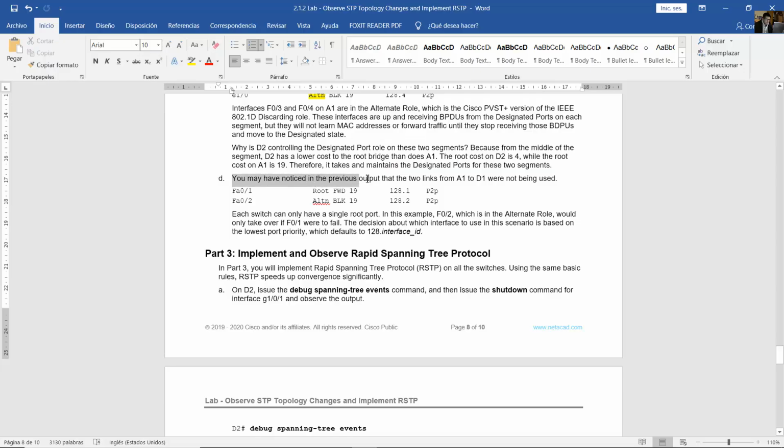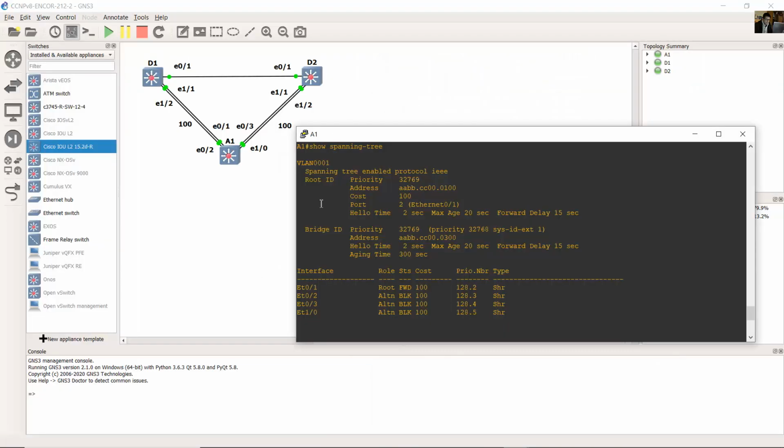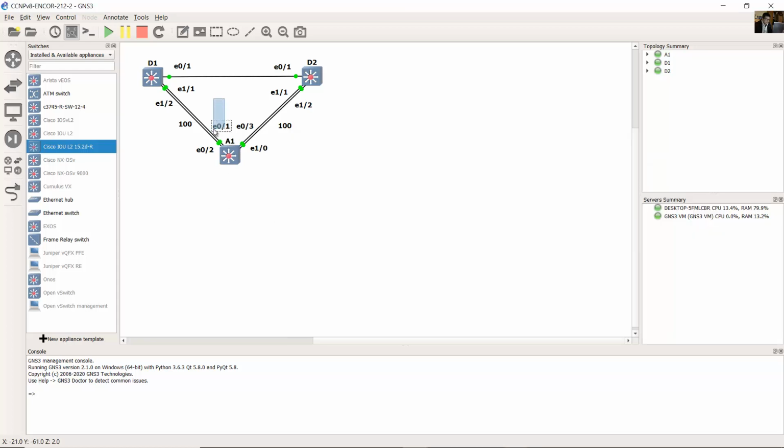You may have noticed in the previous output that the two links from A1 to D1 were not being used. The links from A1 to D1: Ethernet 0/1 is in forwarding state, Ethernet 0/2 is alternate.